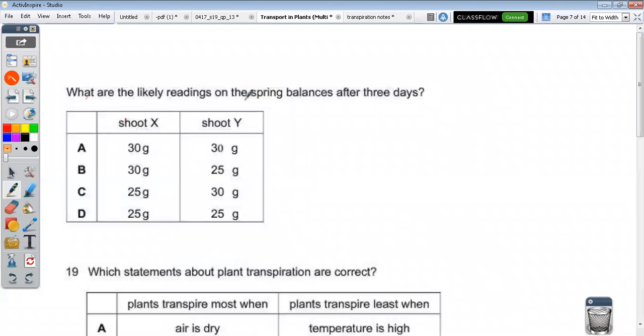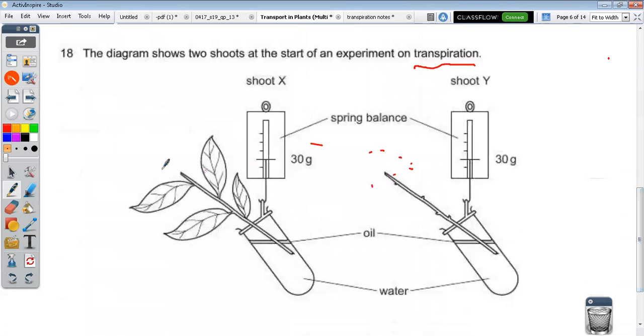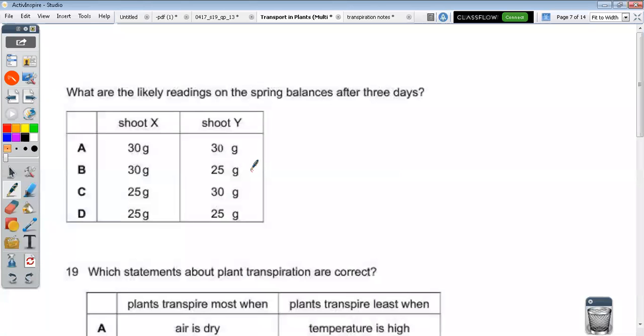What are the likely readings on the spring balance after 3 days? I'm saying C. A reduction in the weight, so this one, transpiration takes place? This one there are no leaves here. Are we together? There are no leaves. So the best answer there, correct, is C.